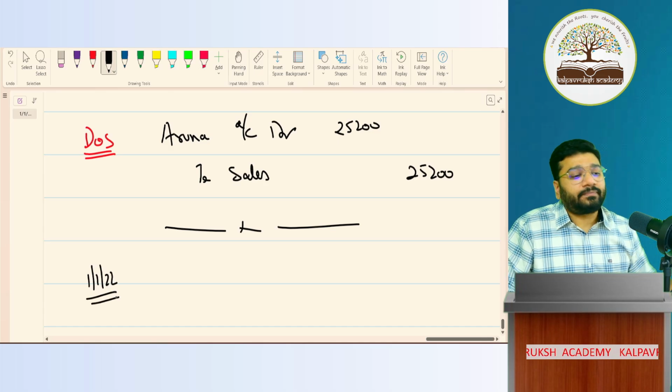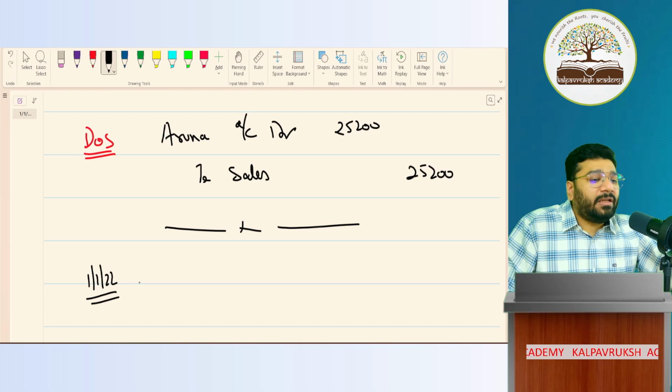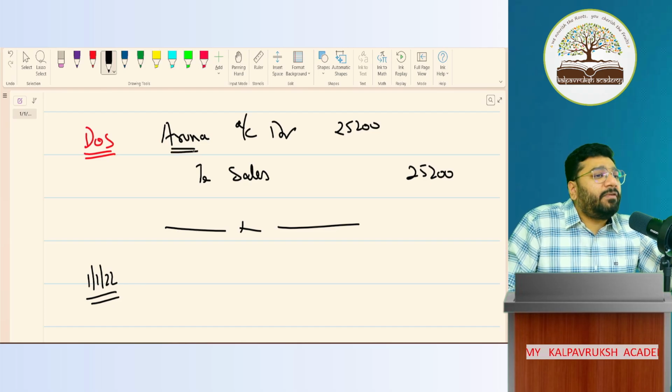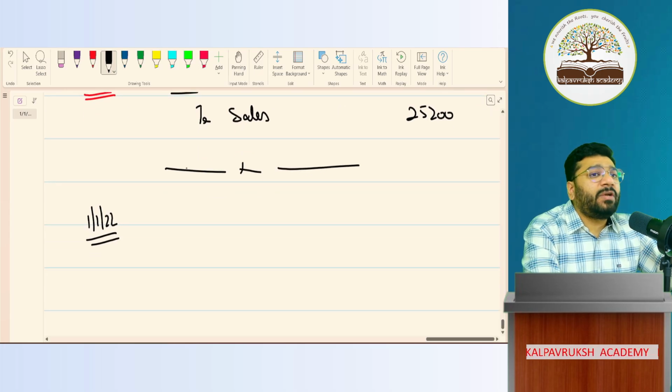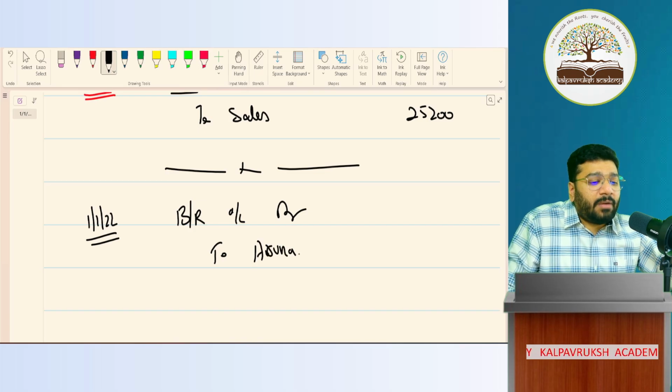1/1/22. When the bill is accepted, what entry will come? Cancellation of the debtor by giving credit. In place of that, what is created? Bills receivable. So bills receivable account debit to Aruna. How much? 25,200.